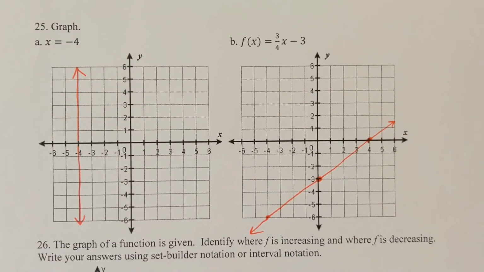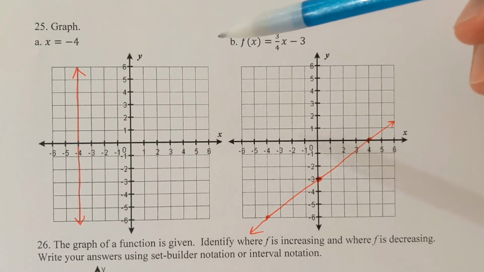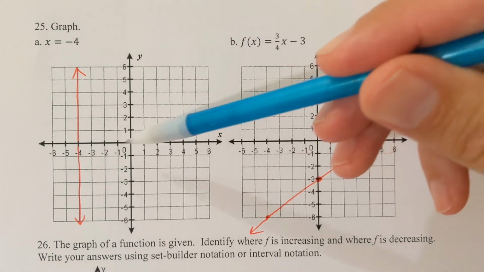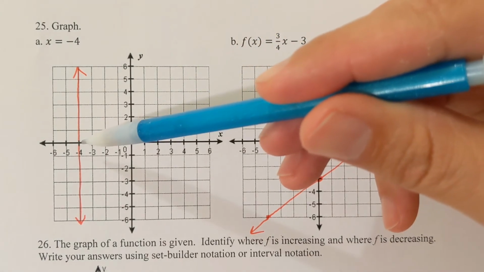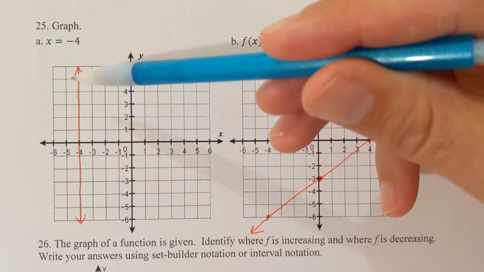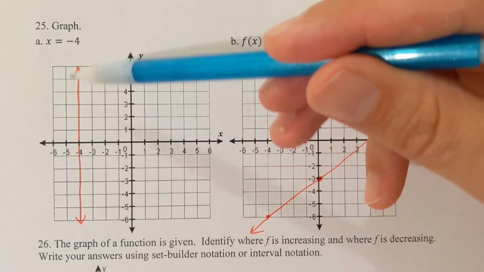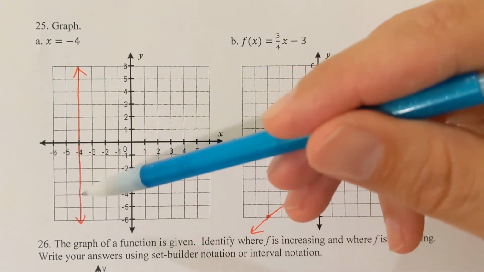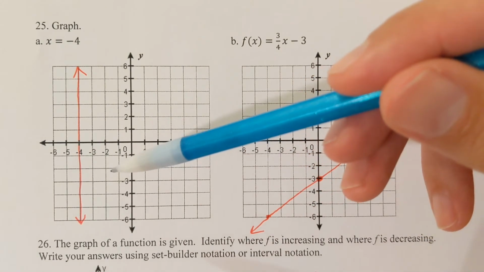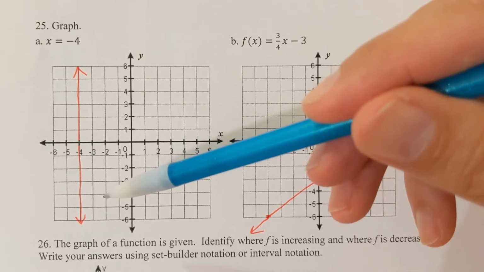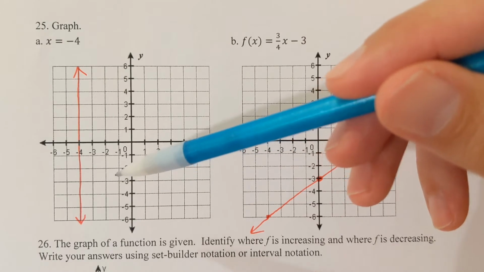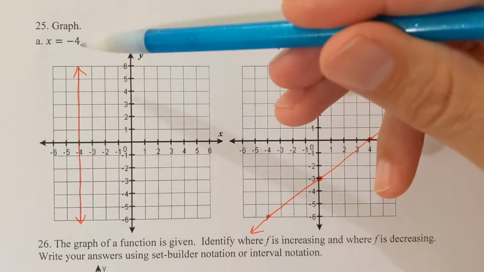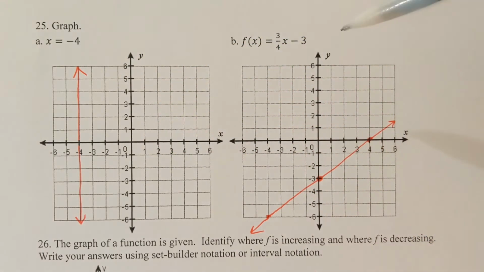Okay, problem 25 part A. I want to graph x equals negative 4. So (-4, 0) is on the graph, and I draw a vertical line at x equals negative 4. A vertical line is going to fail the vertical line test, and so a vertical line is not a function. Okay, I don't want to do anything with the function notation there.